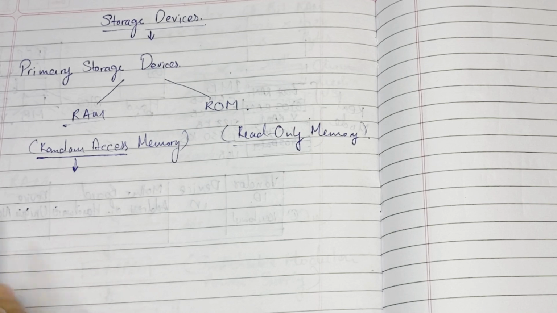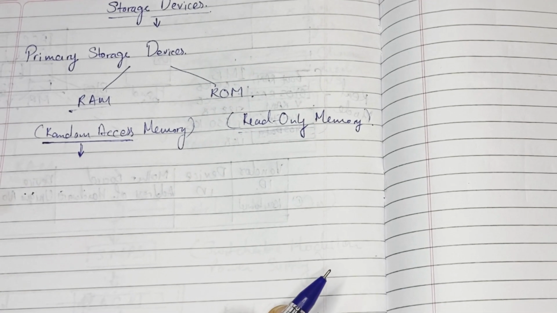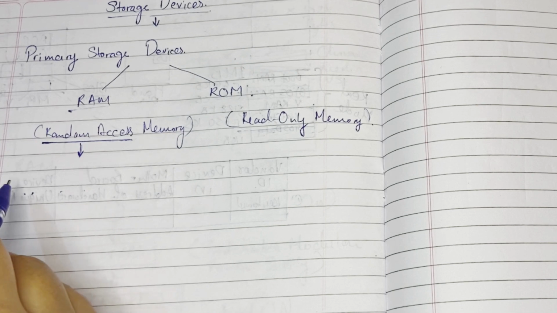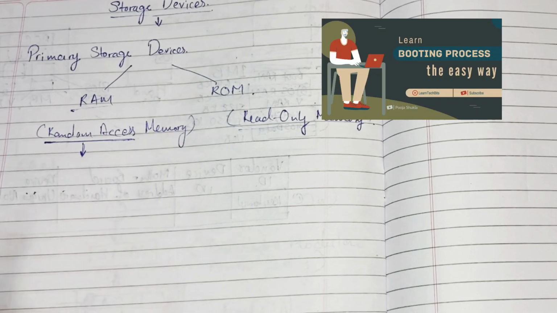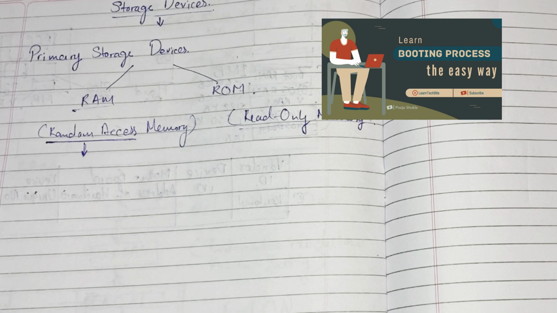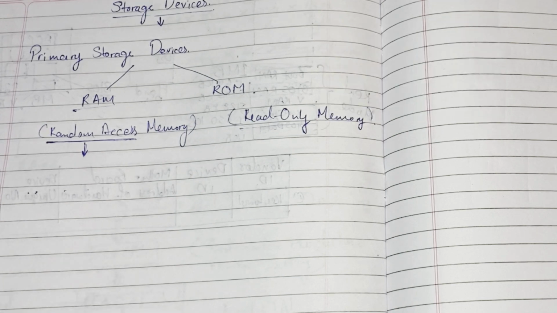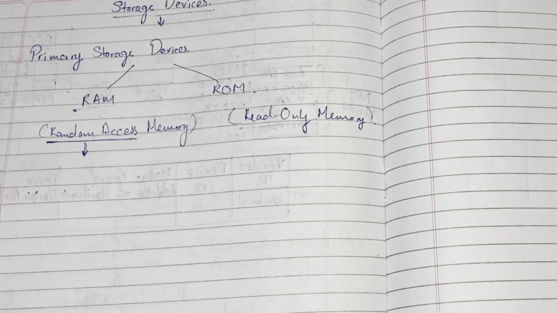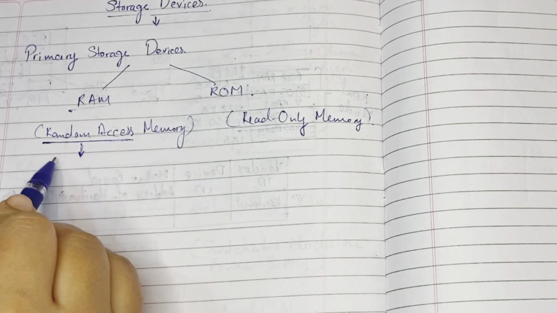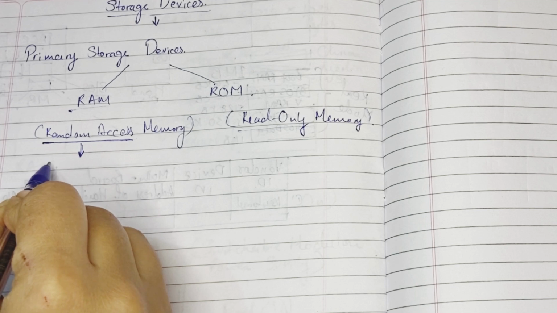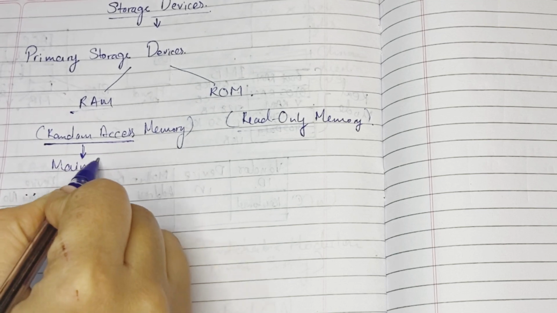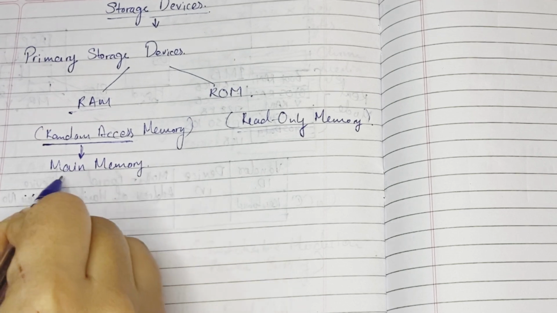Random access memory is basically the place where we execute all our programs. As we saw in the earlier video, our programs are brought into RAM, and there they are run. Any program can't be run on the secondary storage device. It has to be brought into the RAM for it to execute. So random access memory is basically the main memory of the computer. This is called main memory.